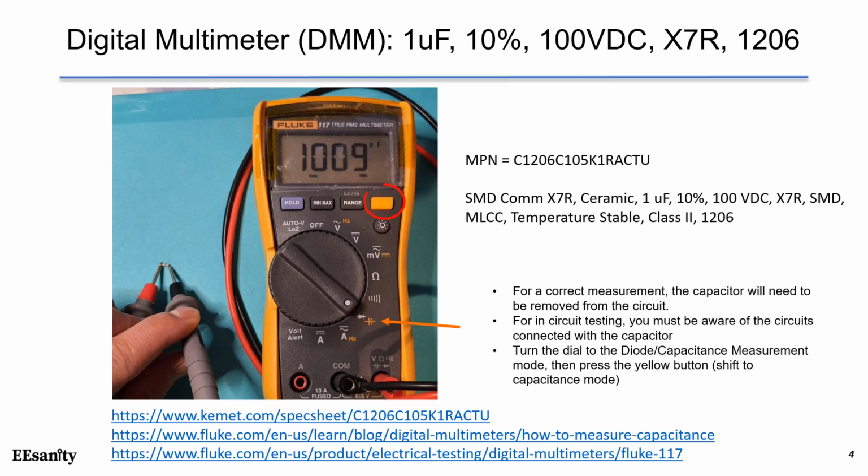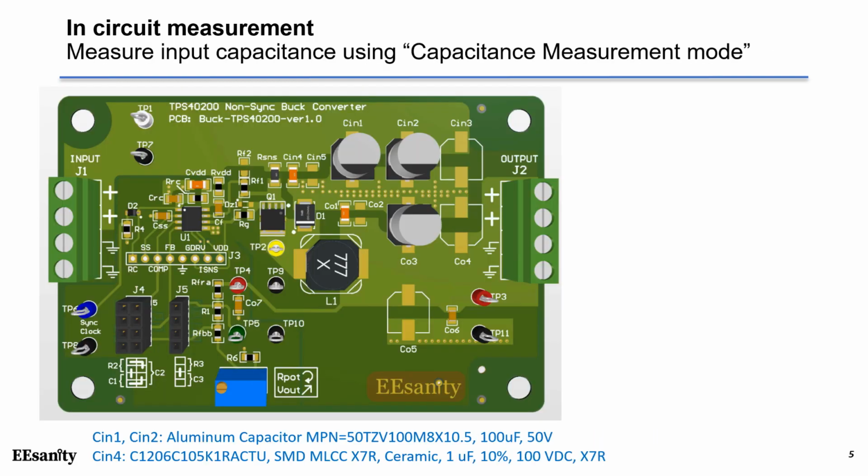After that, we press the yellow button. By doing so, we shift to the capacitance mode. By reading the display, the measured capacitance is 1009 nanofarads, which is very close to the nominal value of 1 microfarad. If you cannot remove the capacitor from the circuit easily, you can use the in-circuit measurement.